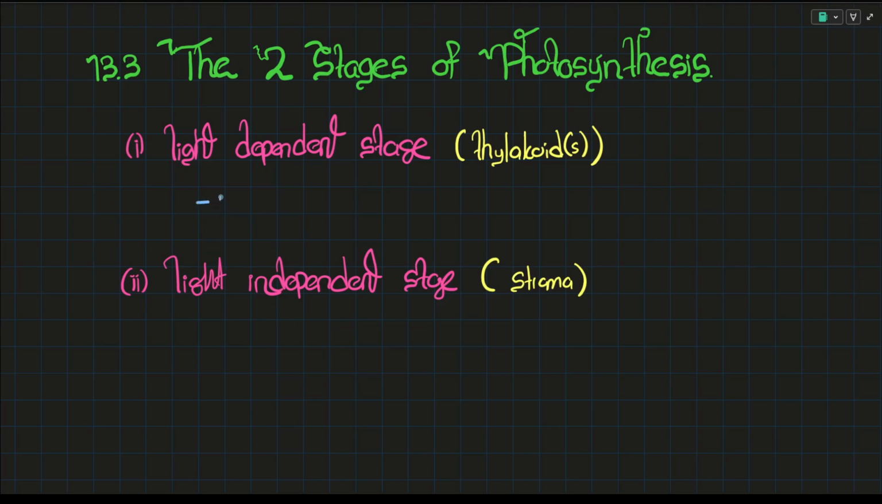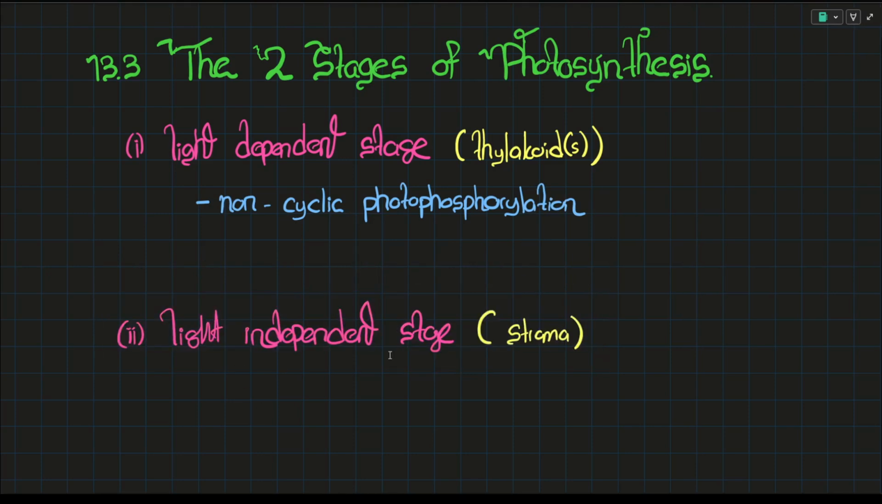The first thing is actually known as non-cyclic photophosphorylation. It's not a hard term at all. It's just photophosphorylation. Non-cyclic photophosphorylation, and we have cyclic photophosphorylation.